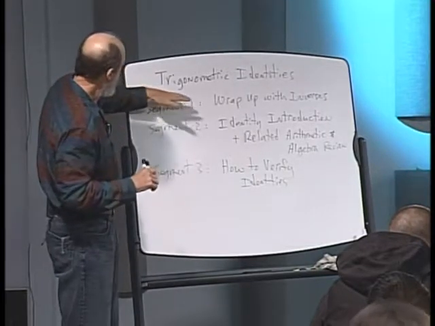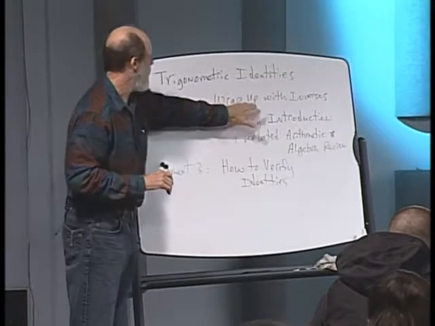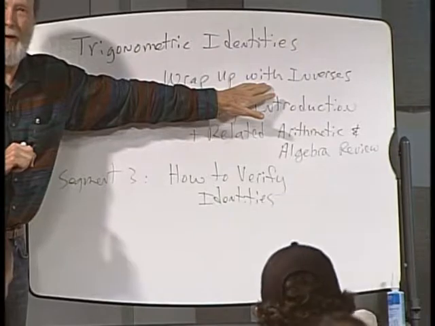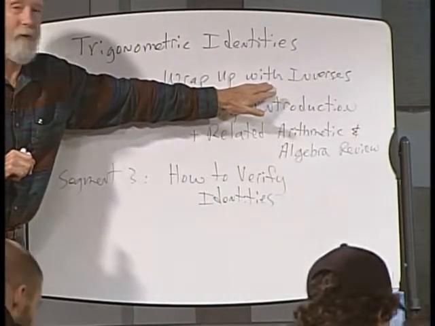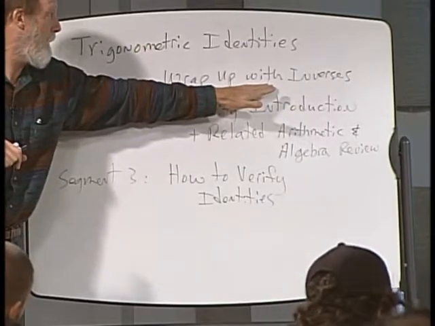So before I start on those identity topics, though, in segment 1, what I want to do is wrap up a few more comments about inverses and maybe take a couple problems out of the book there, because that tends to be a difficult spot for people. And we talked about that in the last session. So I want to wrap up that material.